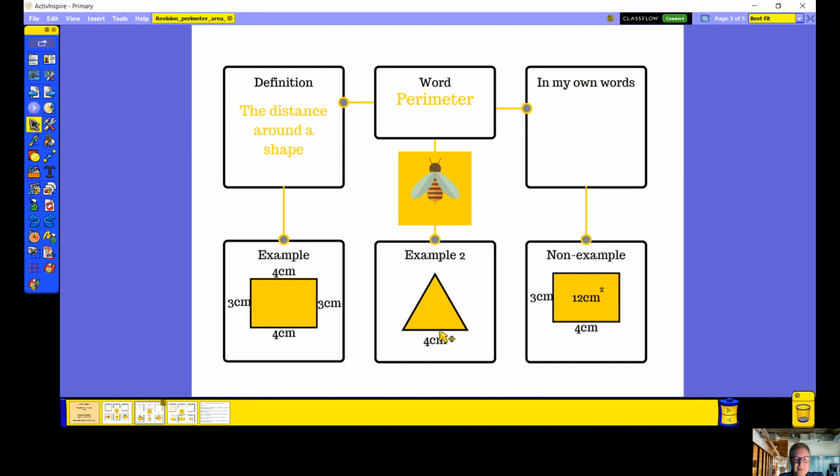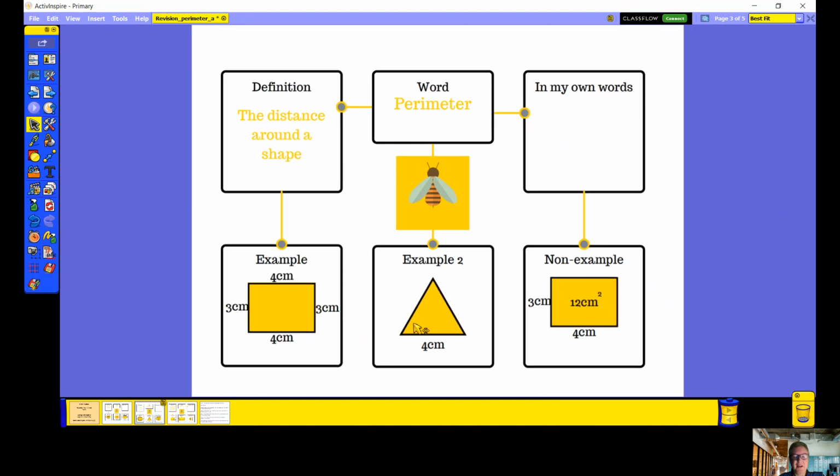Example 2. Now only one side of this shape, which is a triangle, is labelled. Now this very much looks like an equilateral triangle, and therefore if that's 4 centimeters, that would be 4 centimeters, and that would be 4 centimeters. Here's the non-example. This is the error. So in this case, this is area and not perimeter.